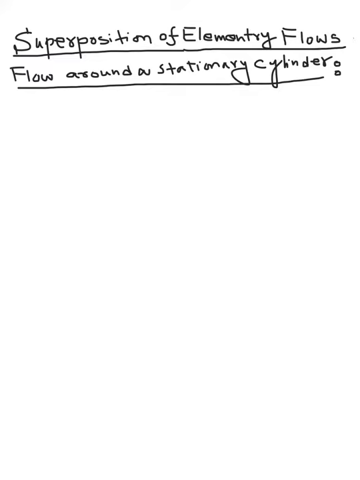Now I would like to discuss the superposition of elementary flows that we have learned earlier, for example, uniform flow and doublet flow, or another type of flow. So in this special case, I will obtain flow around a stationary cylinder by adding a uniform flow with a doublet, and I will show you further details.